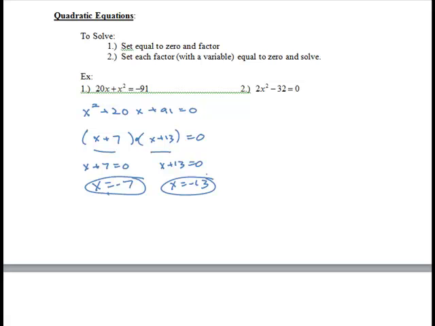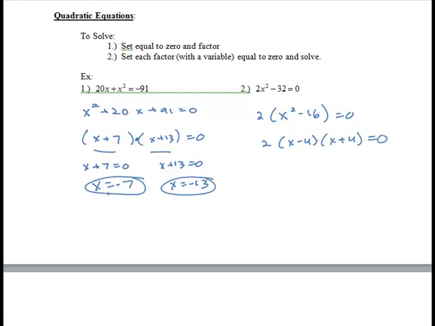Example 2, quadratic equation, equal sign, x's largest exponent is 2. It's already in standard form set equal to 0, so we can jump right into factoring. Don't forget to check for a greatest common factor, which is in this case going to be 2. It leaves us then 2 times x squared minus 16 is equal to 0. Continue factoring, difference of squares, it factors into x minus 4 times x plus 4.